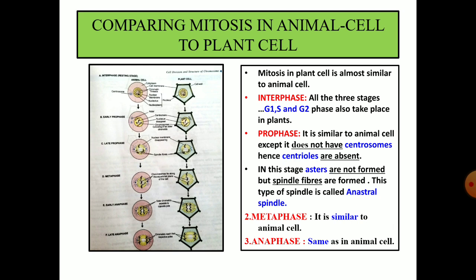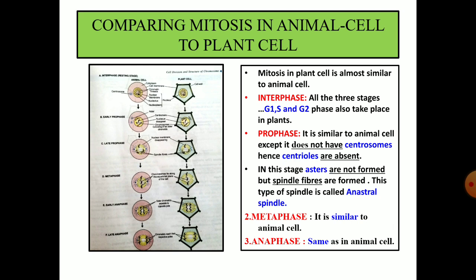Prophase. It is similar to animal cell except that it does not contain centrosome, hence centrioles are absent. In plant cells, centrioles are absent, so obviously the movement of centrioles towards the opposite poles will not take place. In this stage, asters are not formed like in the animal cell, but spindle fibers are formed. This type of spindle is called anastral spindle.